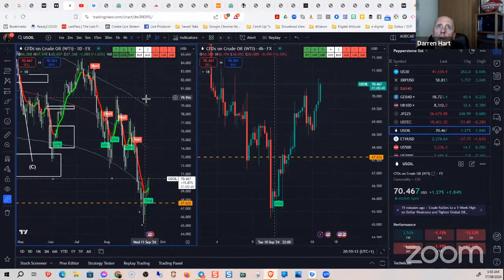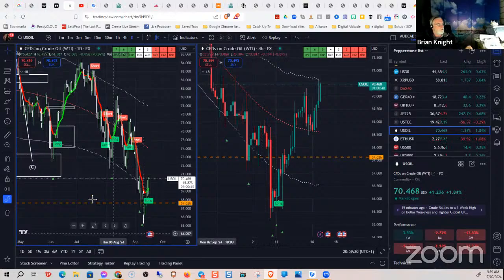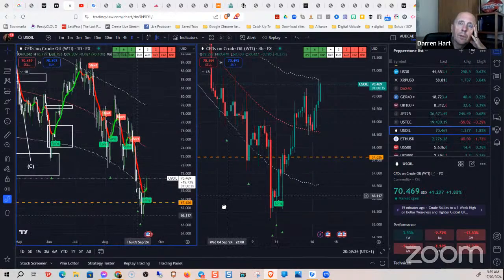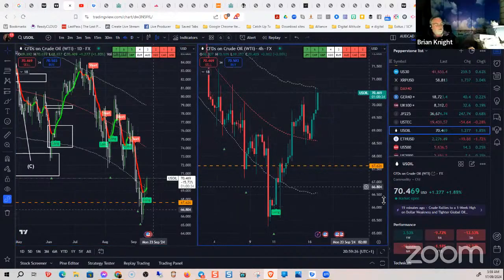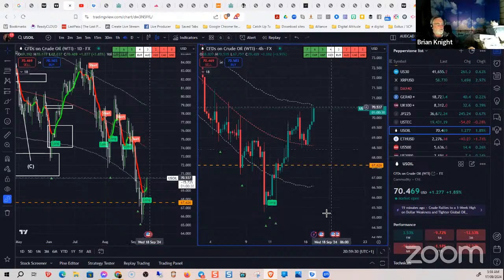Got a long now on the daily. Well, you were in it. You were in this long here, and it just pulled up, and then it turned around and dropped off. Yeah, I don't know. I think it'll have a pullback because we're at the other side of the 4 hour nearly.